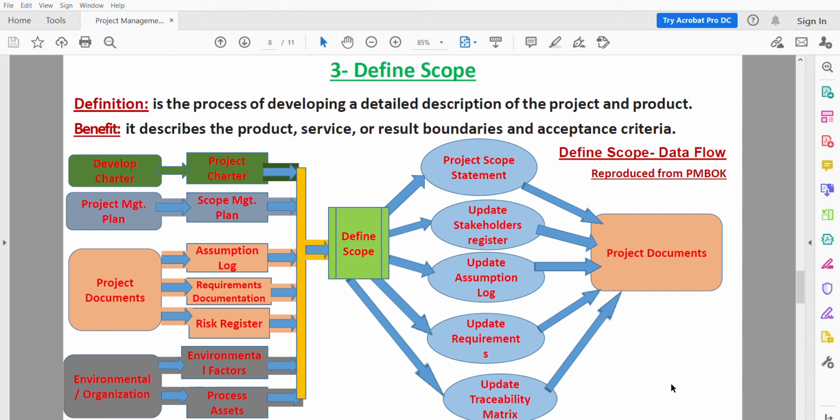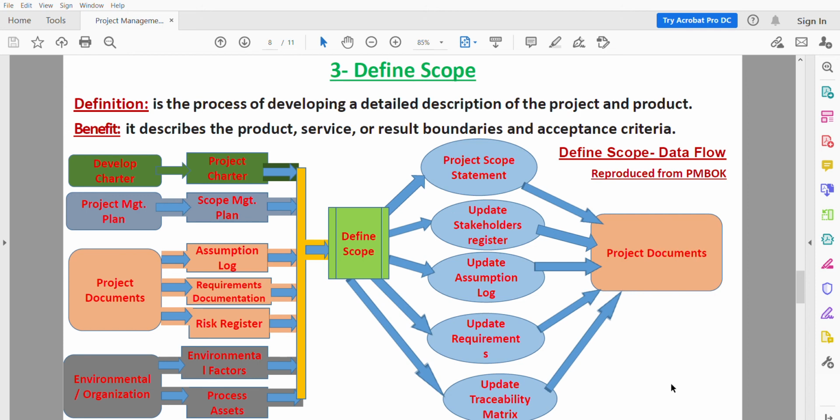The degree and level of detail to which the project scope statement defines the work that will be performed, and the work that is excluded, can help determine how well the project management team can control the overall project scope.